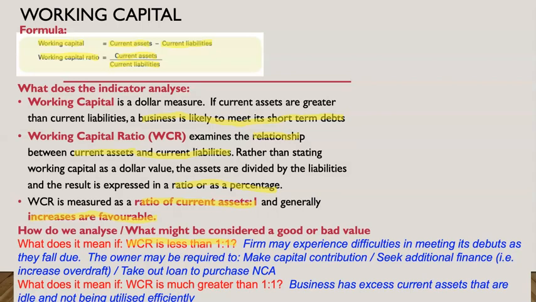But also we might have to think about what would occur if the working capital is much greater than 1 to 1. This might mean we have too many current assets and we're not using them effectively. So typically what are we looking at? We're definitely looking for a working capital ratio that is more than 1 to 1 and with a bit of a buffer, maybe minimum 1 to 1.5 to 1. But we don't want one that's too big.